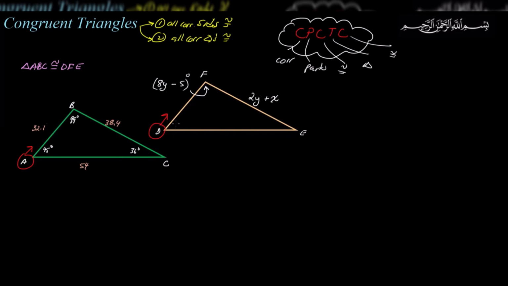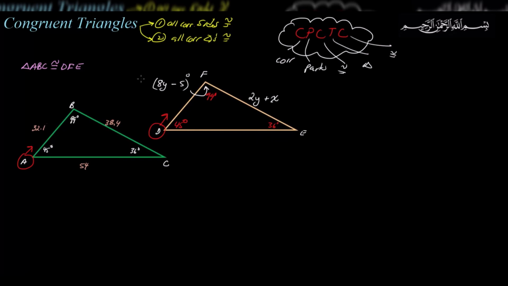Now D is going to be 45 degrees because it corresponds with A, and corresponding parts of congruent triangles are congruent. So D is congruent to A because of CPCTC. In the same way, F is equal to 99 degrees because of CPCTC. And angle E here is going to be 36 degrees because corresponding parts of congruent triangles are congruent.